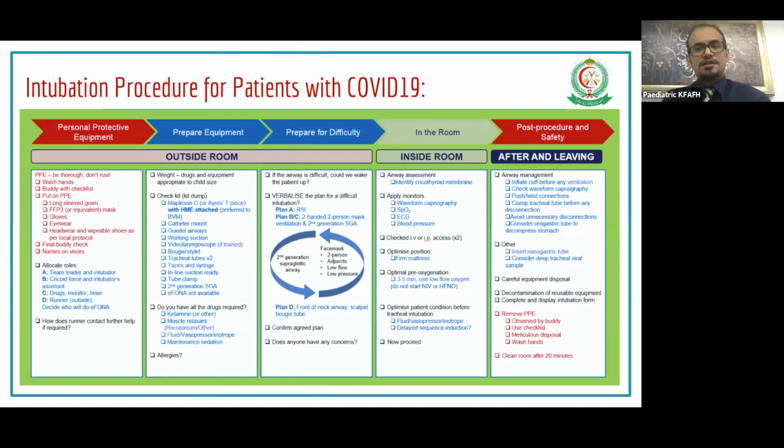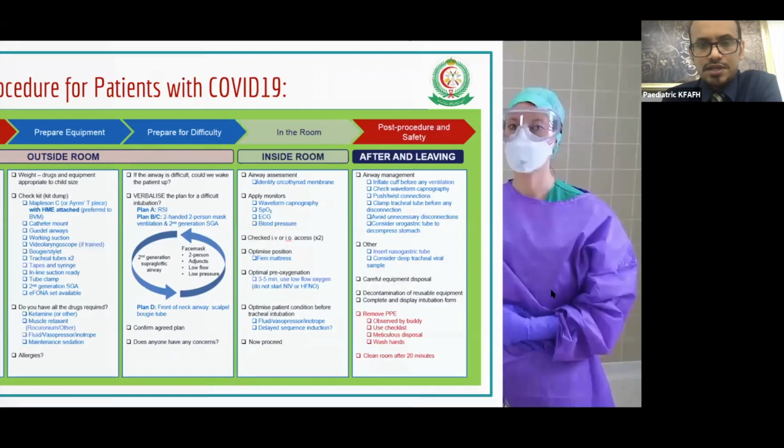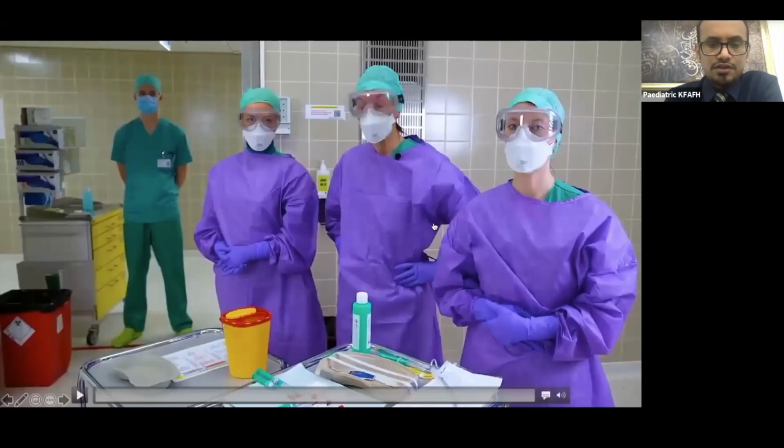This is a summary for the process of intubation in the airborne precautions. So as we mentioned, we'll start with PPEs, then we'll prepare our equipment and prepare for the worst scenario and difficulties that could face. And then the second time out should happen inside the room. And then we're gonna proceed for the exit and the safety of our patient. We're gonna listen for this video quickly to go over this process.